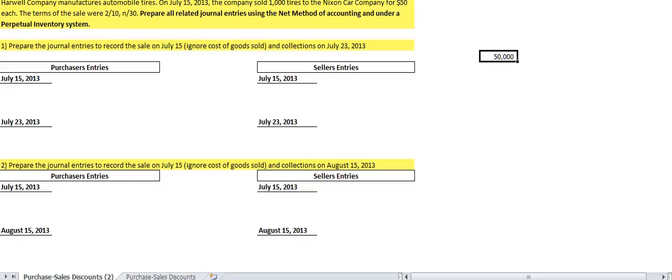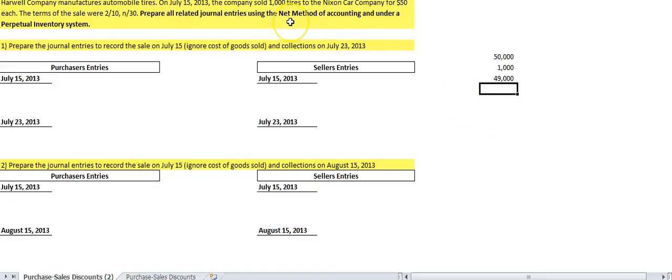merchandise, right? What's the applicable discount that they got? Well, it's going to be 2%, right? 0.02 times 50,000 is 1,000, so they got a $1,000 discount. So their net payment will be equal to 50,000 minus 1,000, which is 49,000. So that's what they pay.